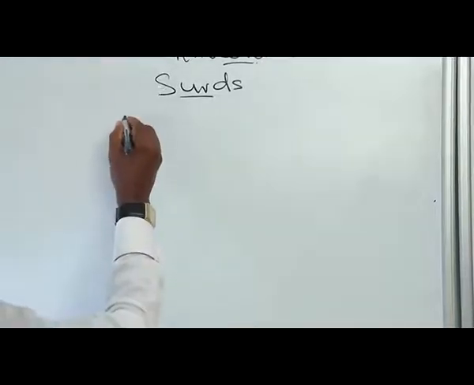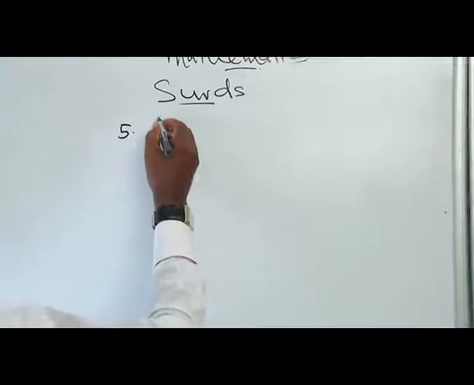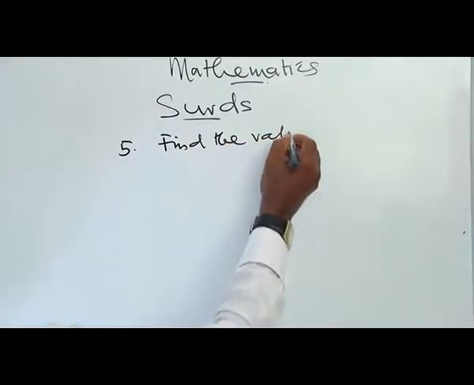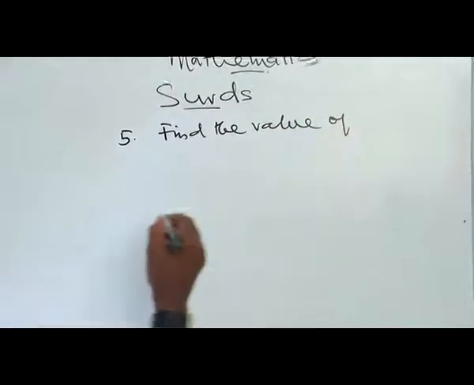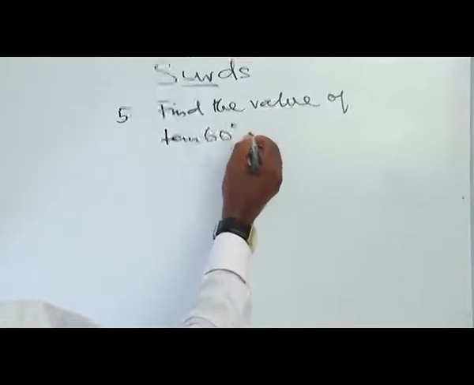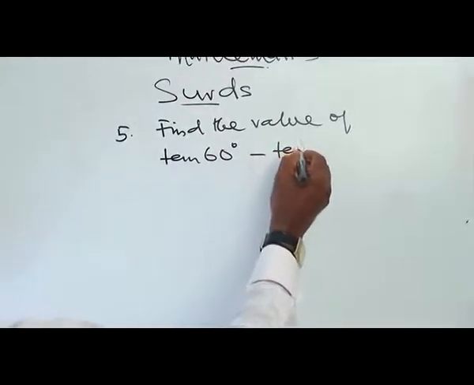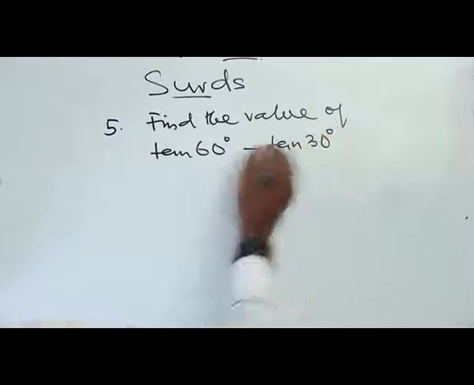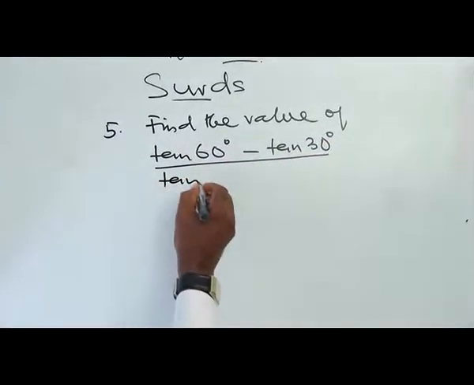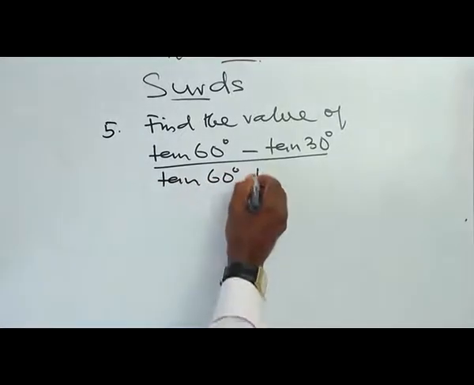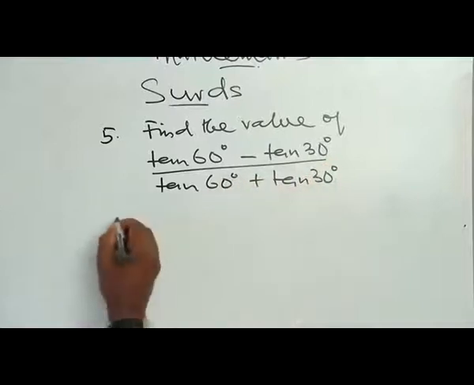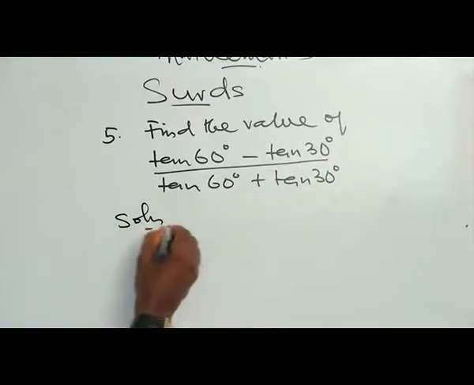Example 5. Find the value of tan 60 degrees minus tan 30 degrees, all over tan 60 degrees plus tan 30 degrees.